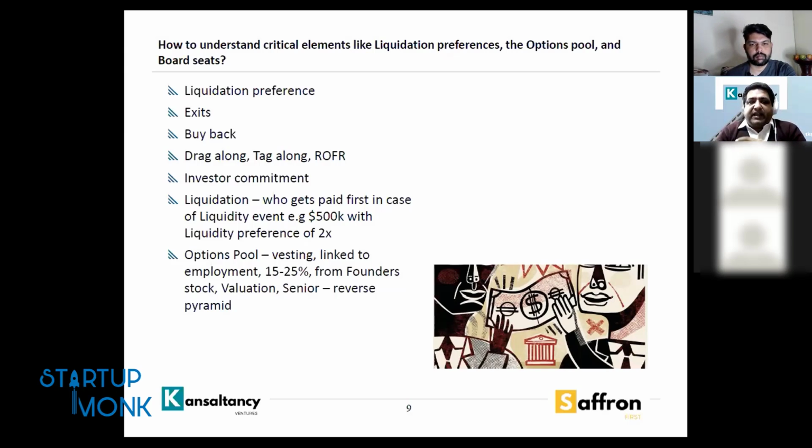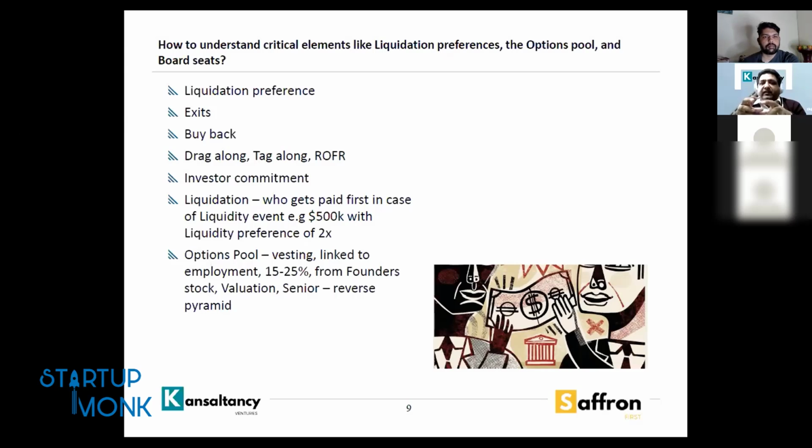Similarly, on the exit side, there are 5-6 ways in which there are exits. The first option is an IPO. Every investor really wants the company to come out with an IPO within 5 years. In many cases, it is not possible. So if an IPO doesn't happen, then the second step in the exit side is that the company will appoint a third-party valuer and get a third investor.